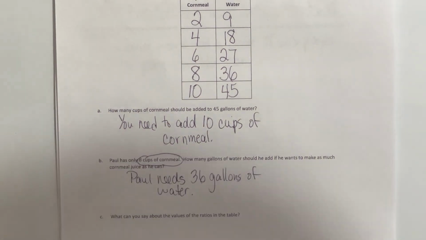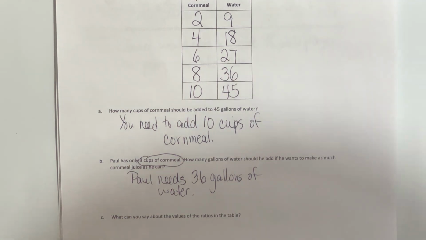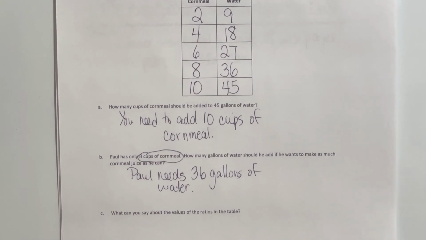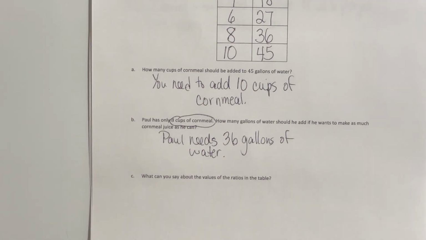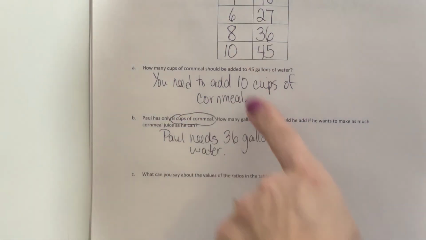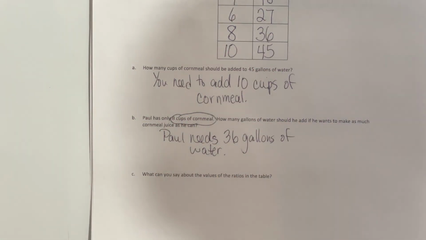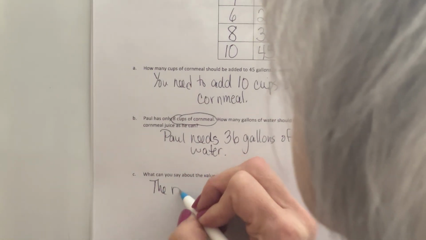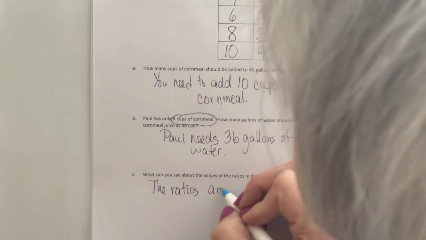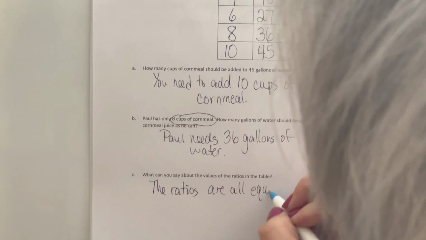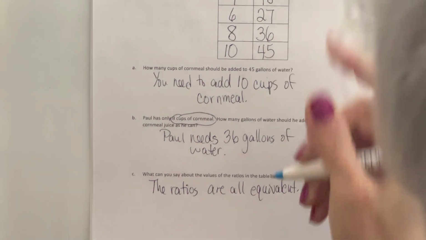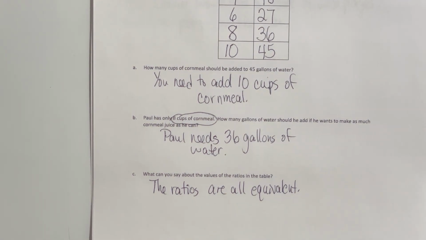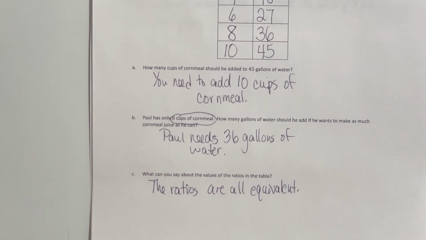All right, my last question. What can you say about the values of the ratios in the table? Well, we know that the values of these ratios, and we talked about them as we went along. All we were doing was we were continuing the pattern. So the ratios are all equivalent. And we can prove that by going up and identifying the pattern that we are continuing. Okay?